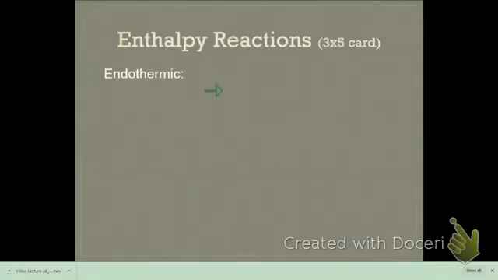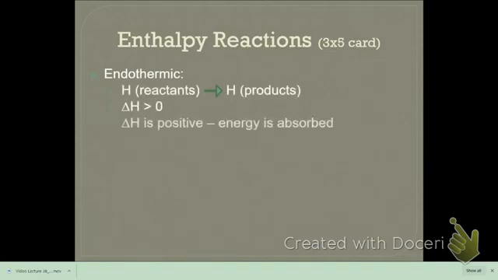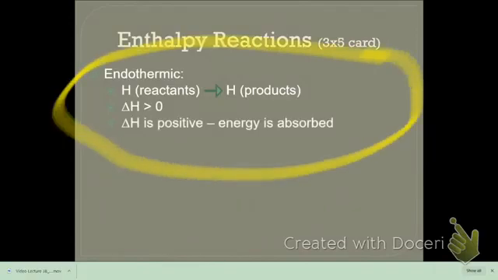When we're talking about an endothermic reaction where reactants are made into products, the delta H is higher than 0. Therefore, your delta H is going to be positive, which tells us that energy is being absorbed. Once again, you should know that, but just in case you've forgotten, go ahead and write that down as a critical piece of information.